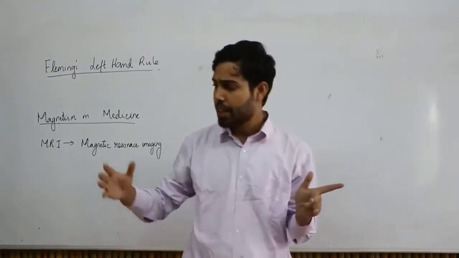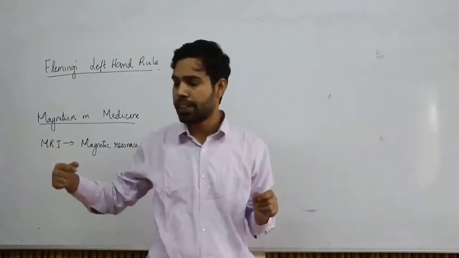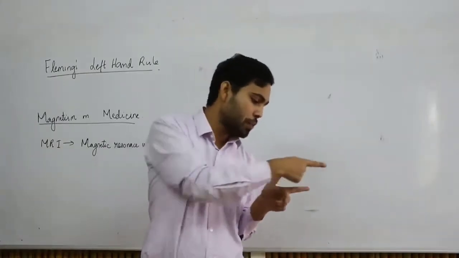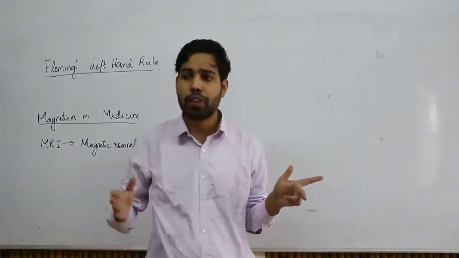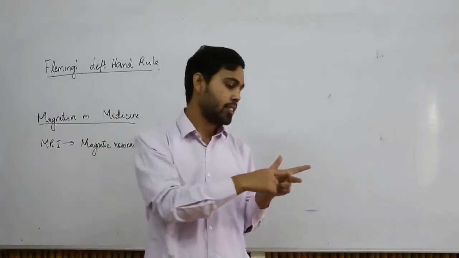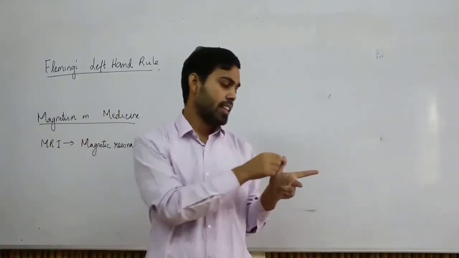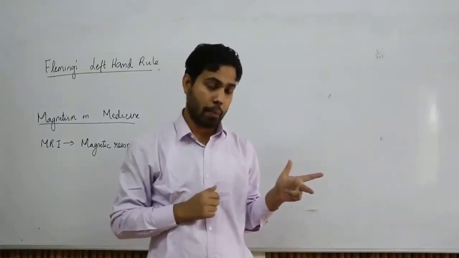What it says is that the forefinger should point in the direction of magnetic field. The magnetic field is pointing in the left direction, so my forefinger should point in this direction. And as I told you, the current is moving in the front direction, so I have to point my middle finger in this direction. Now when I do this, the thumb will give the direction of the moving conductor.